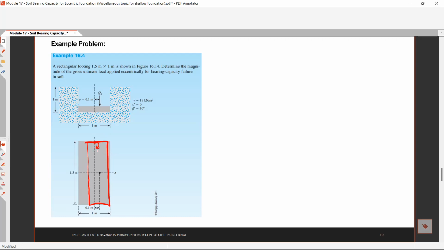Yan yung effective area. Okay. So if that is your effective area, so given yung e mo, which is equals to 0.1 meters, and all your soil properties, okay, 18 kilonewton per cubic meter, 0 and 30 degrees. Okay, and the length is 1.5 meters. Okay, and the depth of your foundation is 1 meter below the natural grade line.